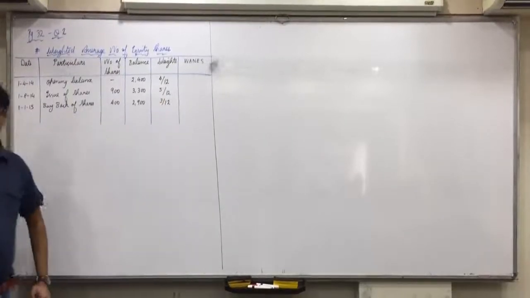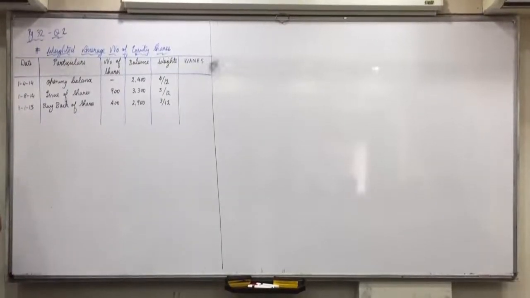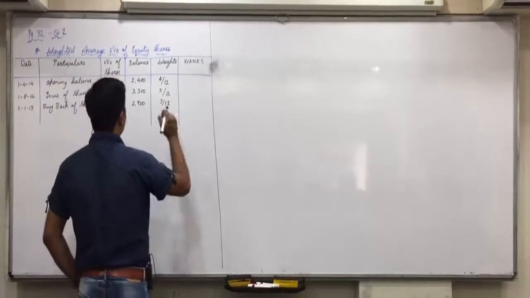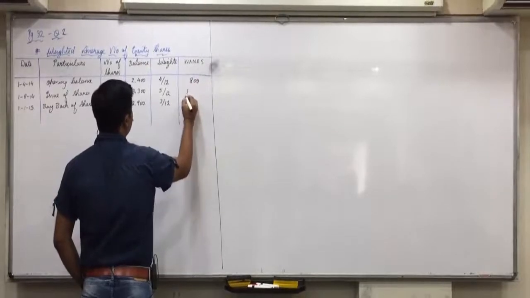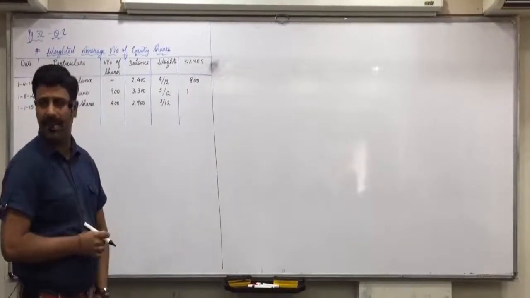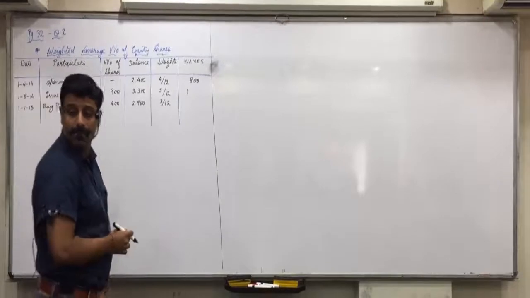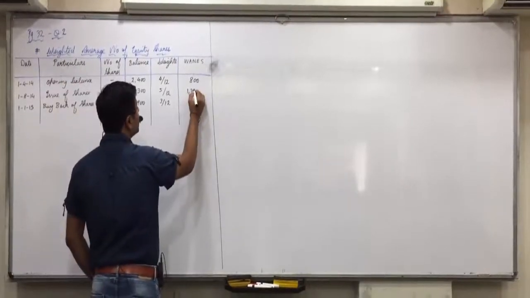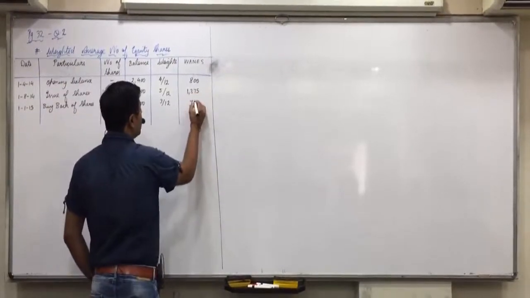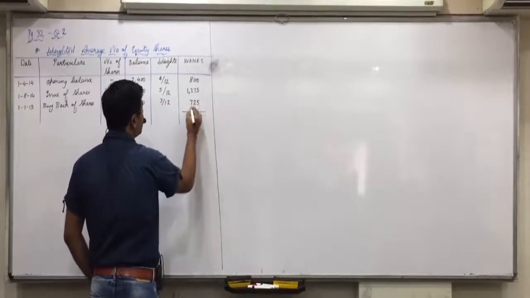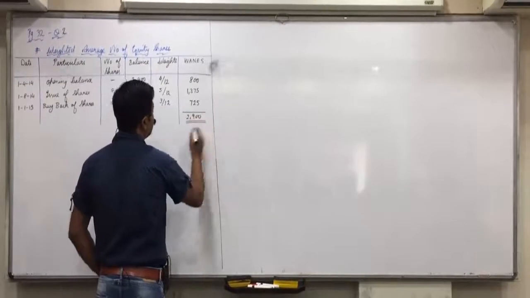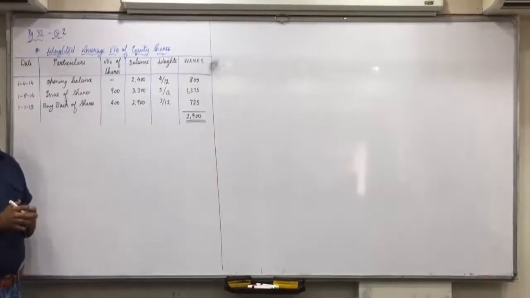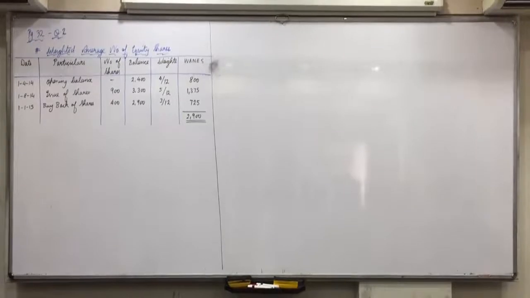Any confusion? Now, weights: 2400 into 4 divided by 12, 800. 3300 into 5 divided by 12, 1375. Then 2900 into 3 divided by 12, 725. So 800 plus 1375 plus 725, 2900. 2900 is the weighted average number of equity shares. Understood that? Question 3, I'll discuss it, and do it on your own.